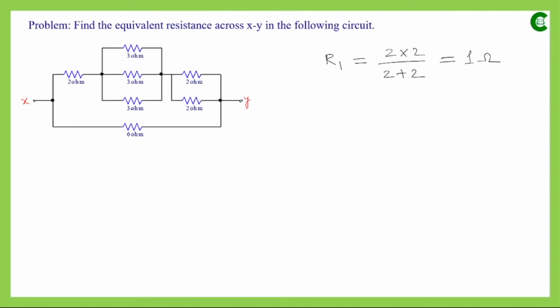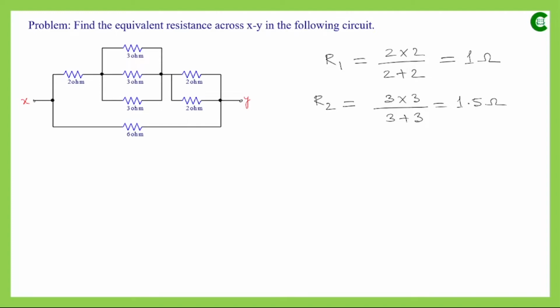Now if we evaluate this part of the circuit, we can see all these three resistors are connected in parallel with each other. If we take only these two resistors, we can first find out the equivalent resistance of them. If we assume that R2 is the equivalent resistance, then R2 can be found out as 3 multiplied by 3 by 3 plus 3, that means 1.5 ohm. That means in place of these two resistors, we can think of a single resistor which is again connected in parallel with this third resistor, which has value 3 ohm.